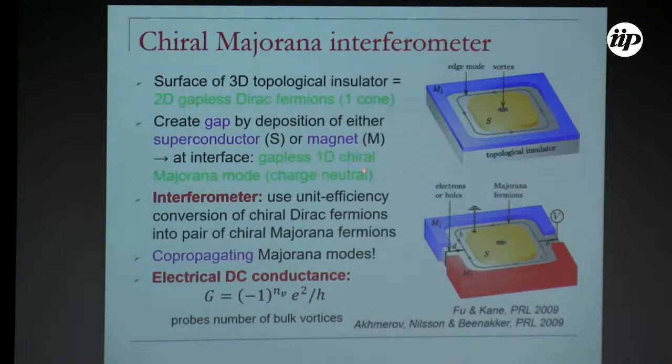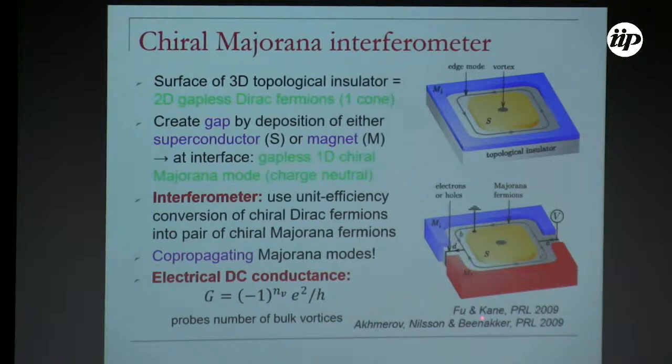And this gapless one-dimensional chiral Majorana mode, so chiral always means unidirectional, it can only move in one direction, is charge neutral. It doesn't carry charge. The charge is here always taken care of by the condensate of the superconductor.